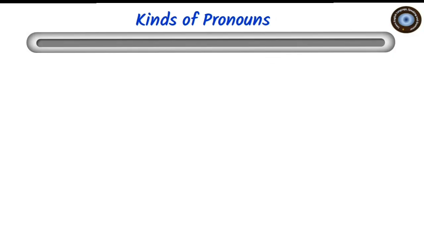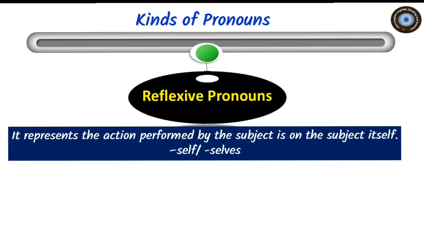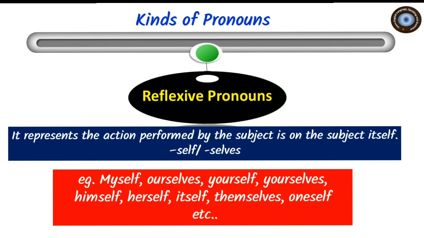Reflexive pronouns. So, what are reflexive pronouns? They represent that the action performed by the subject is on the subject itself, and usually self or selves are the suffixes added to these reflexive pronouns. The examples of reflexive pronouns are myself, ourselves, yourself, yourselves, himself, herself, itself, themselves, oneself, etc.